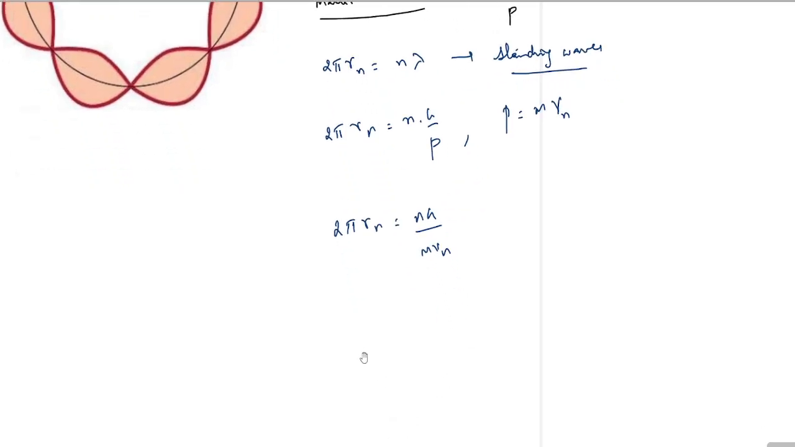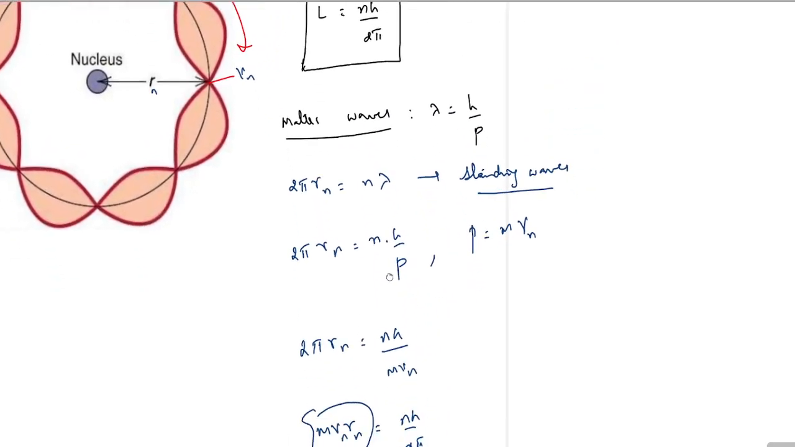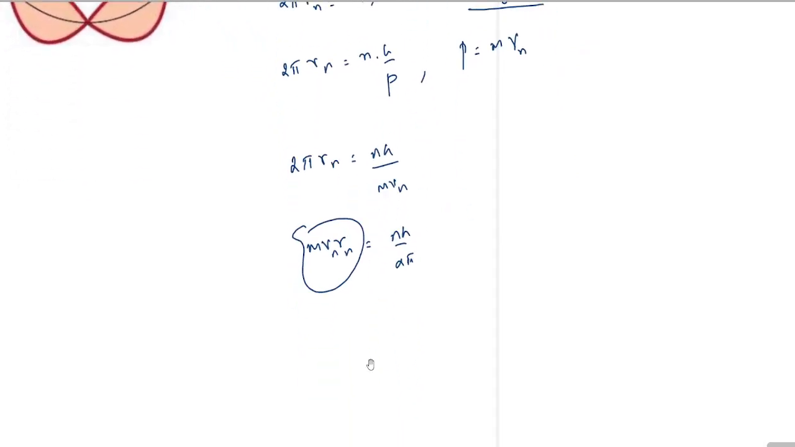From here we will rearrange the terms. So what we get is m Vn Rn is nh by 2 pi. But this itself is the angular momentum in the nth orbit, because L is given as m into V into R. This is angular momentum, therefore L is equal to nh by 2 pi. This is the required proof.